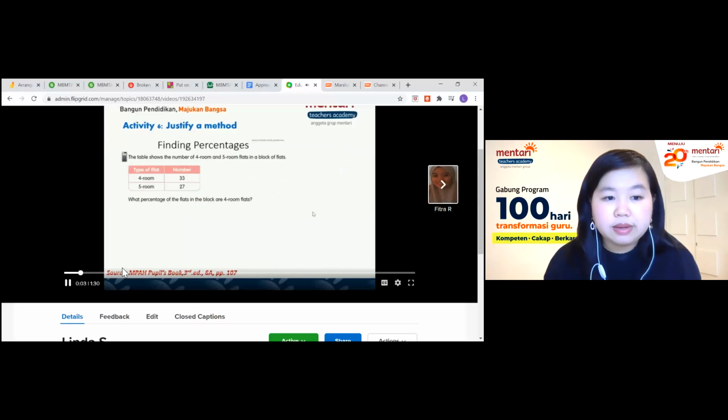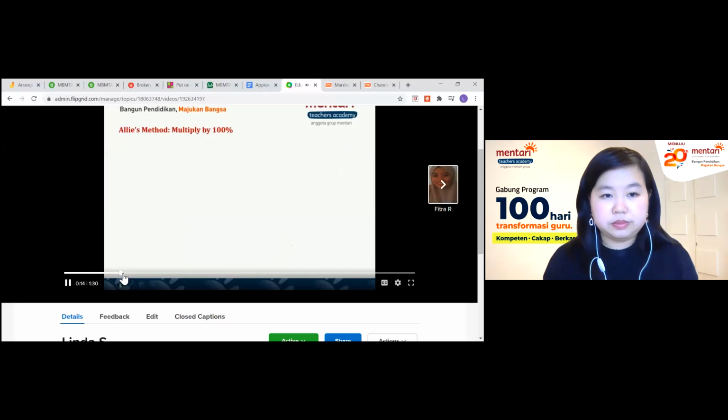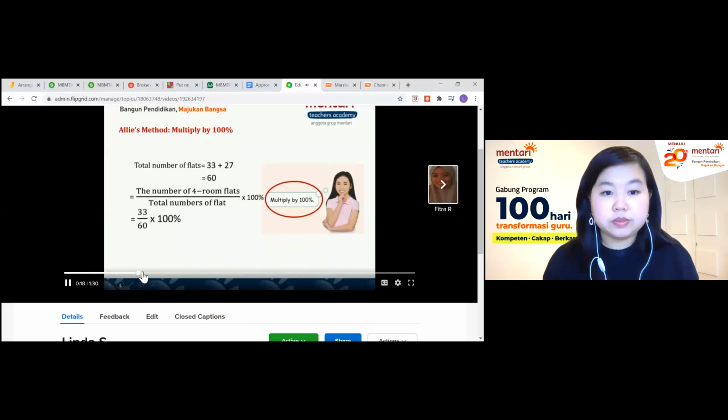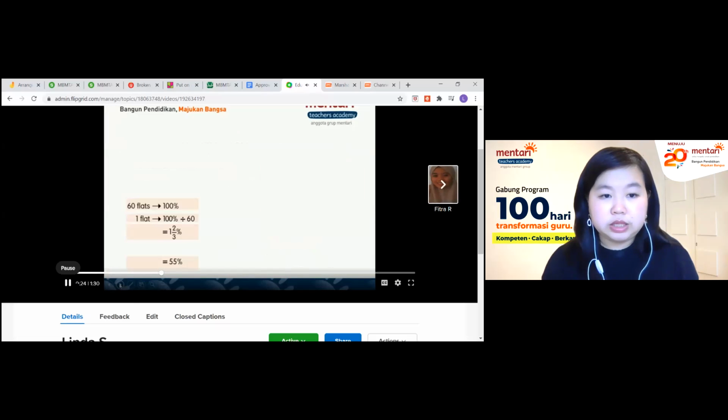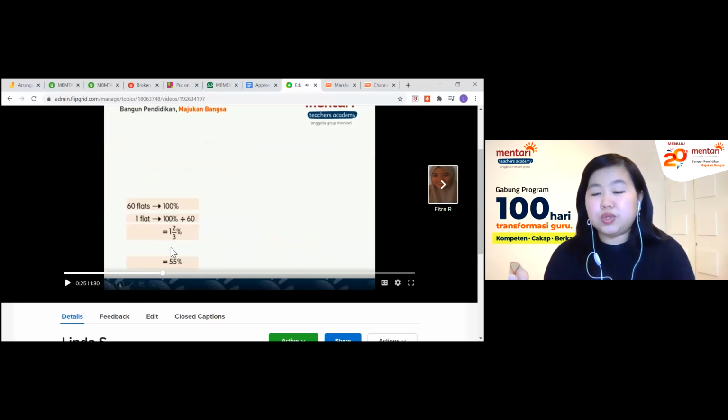It's played already. Okay, so in this case, I would like you to justify a method. And there are 3 methods that I have shown you. This is the first one. A student named Ali uses a multiplication by 100%. And these are the steps that lead to the solution. So you can also use that feature.